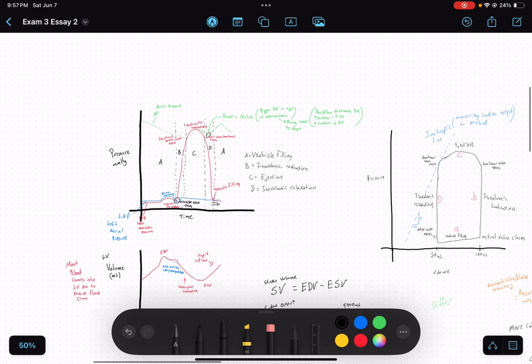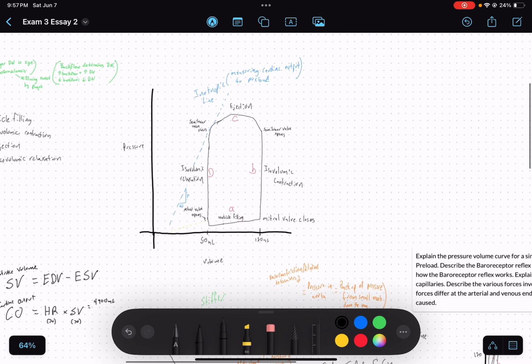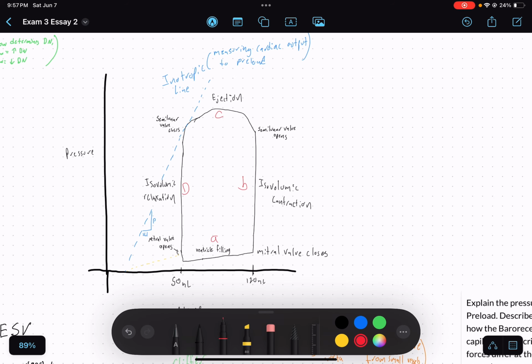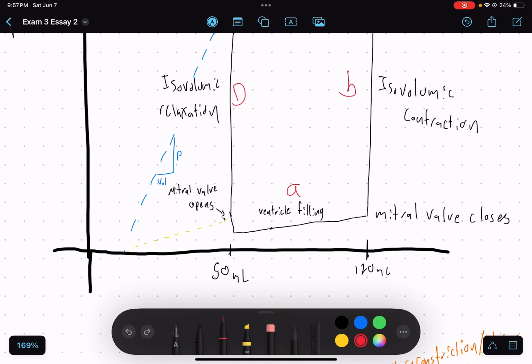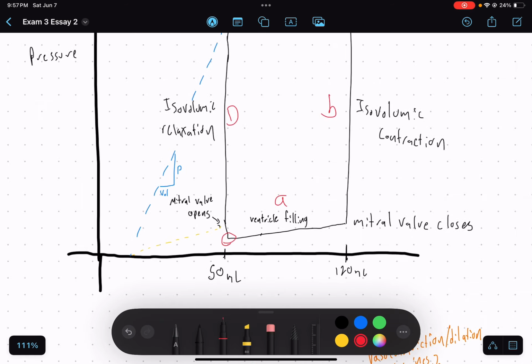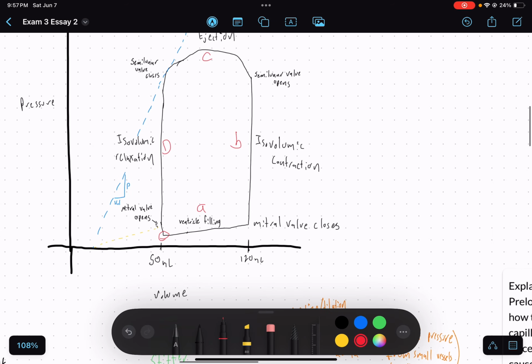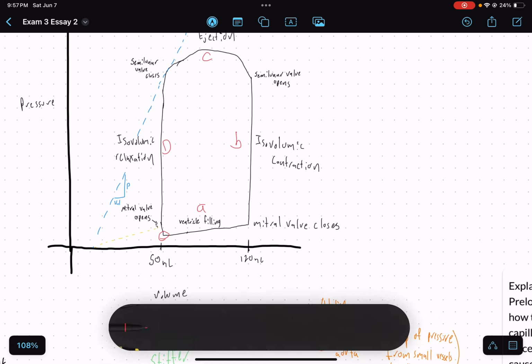And then we're going to talk a little bit more about the pressure volume curve in the left ventricle. So we see here again that we have our A, B, C, and D, which is our ventricle filling, isovolumic contraction, ejection, and isovolumic relaxation that we talked about. Our ventricle is going to start with around 50 milliliters of blood in it, and it's going to start with a little bit of pressure as well. It's not going to start at zero.